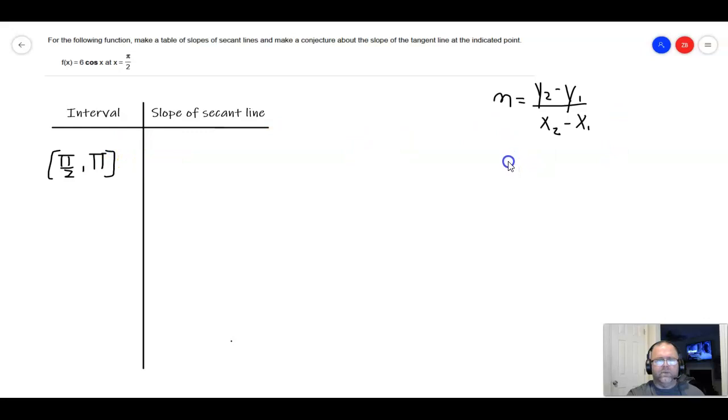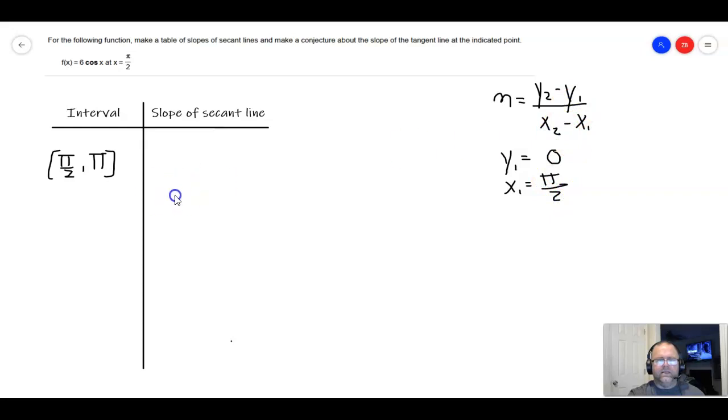So let's go ahead and figure out what that y1 is going to be, because that's going to be a fixed one. So y1, if we plug in pi over 2 for this value, the cosine of pi over 2 is pointing straight up. That's the x value. That's going to be 0. And 6 times 0 is going to be 0, so that's just going to be a 0 here. So that's 0, and my x1 is simply that x value there. That's pi over 2.